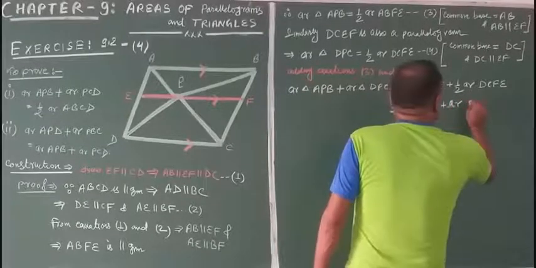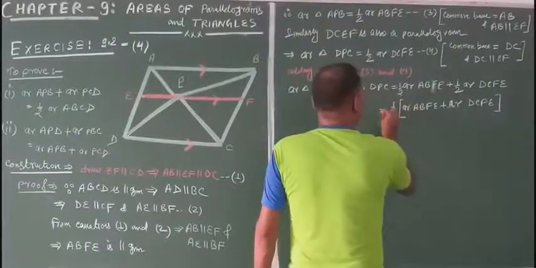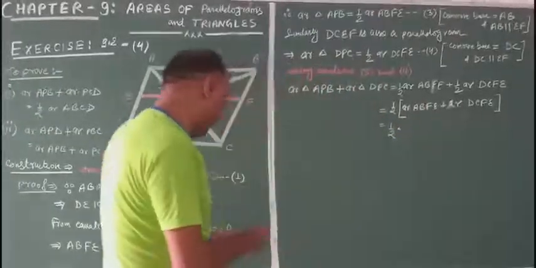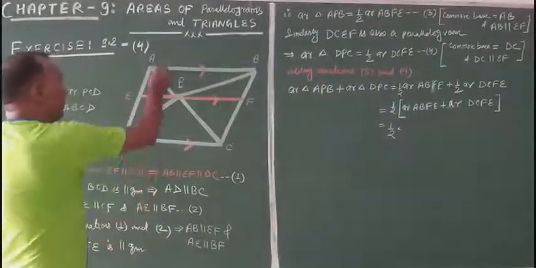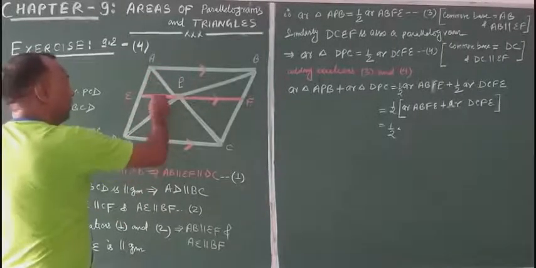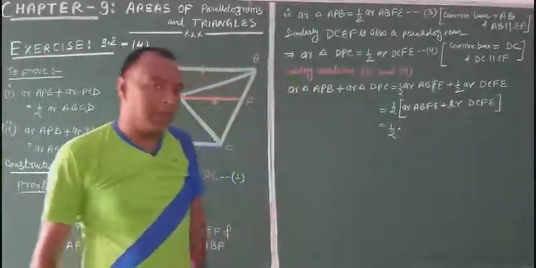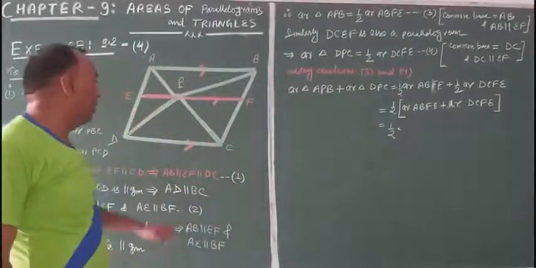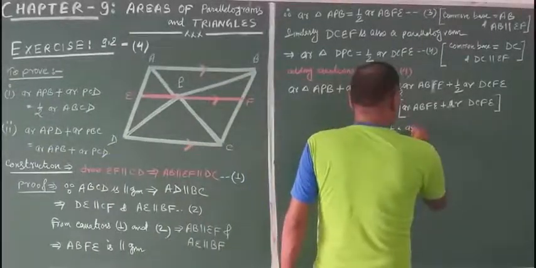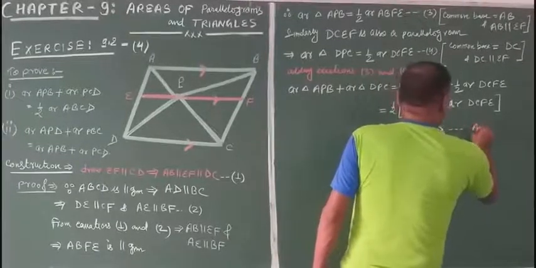This one, DCFE, that is 1 upon 2. Now just look here, area of ABFE, this is only ABFE, plus this one. So what is this full? ABCD. Area of ABFE plus area of DCFE is equal to half of area ABCD. This is the proof of part 1.